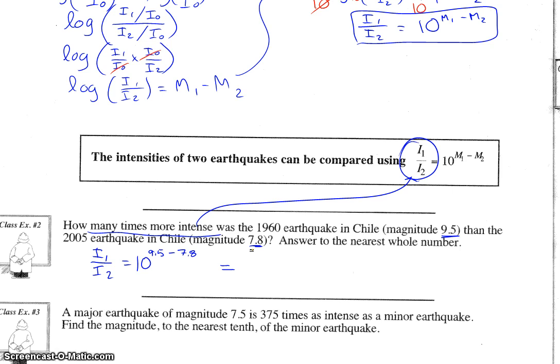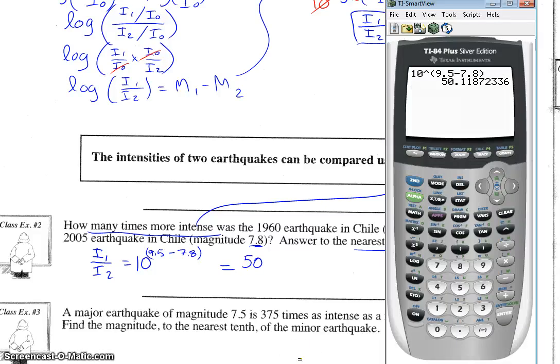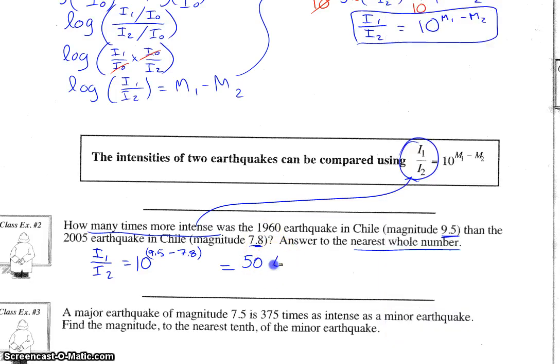So grab your calculator, let's see if we can get a number. They want to the nearest whole number. Okay, just make sure you have brackets around your exponent, otherwise you'll only be going 10 to the 9.5. Okay, so we should have in our calculator got approximately 50.118 yada yada. So to the nearest whole number it would have been 50 times as intense.